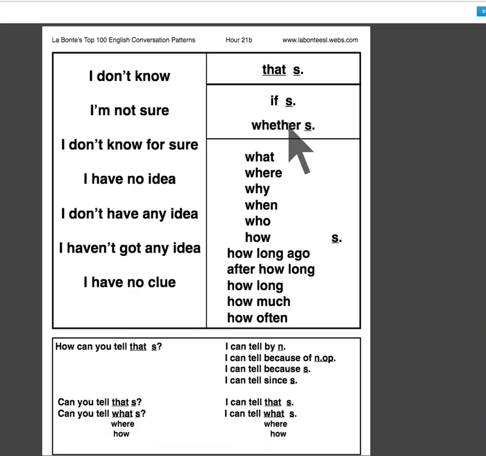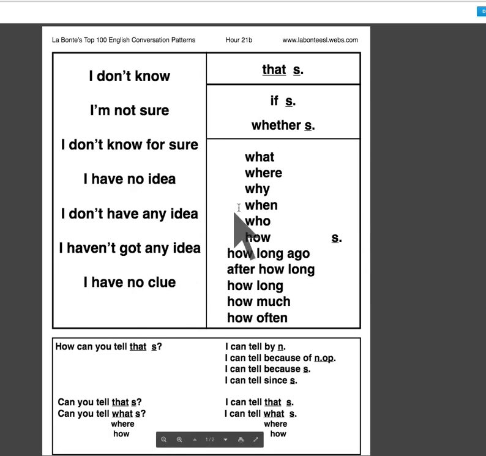I had no idea if she was going to go. You don't know. There's some doubt. So if and whether need to be used here. They are interchangeable. This is simply a person asks, what did you do? What did he do? I don't have any idea what he did. Where did she go? I have no clue where she went.